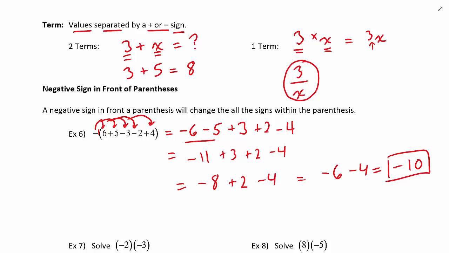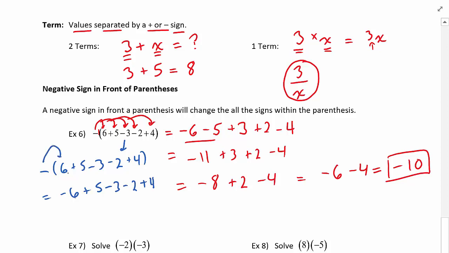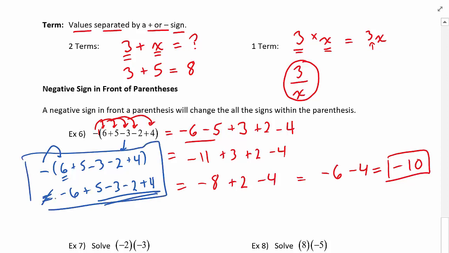Now, be careful, though. Oftentimes, what students do incorrectly is they'll say -6 plus 5 minus 3 minus 2 plus 4. That's just this copied down. What they do is they say this is equal to -6 plus 5 minus 3 minus 2 plus 4. So what they've only done is this part, and they forget to do the rest of the numbers. These things are not equal to each other. So be careful. That's why I would recommend using the arrows or the rainbow. That way you know what's going on.